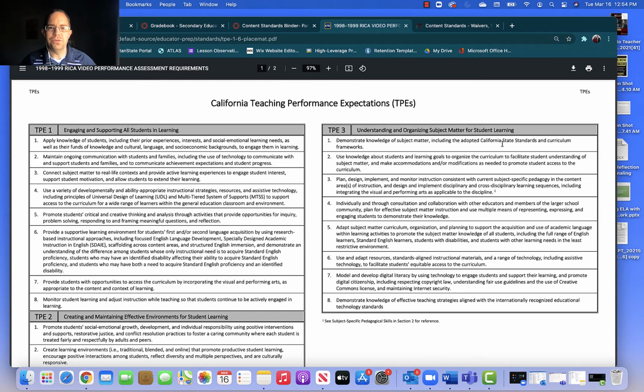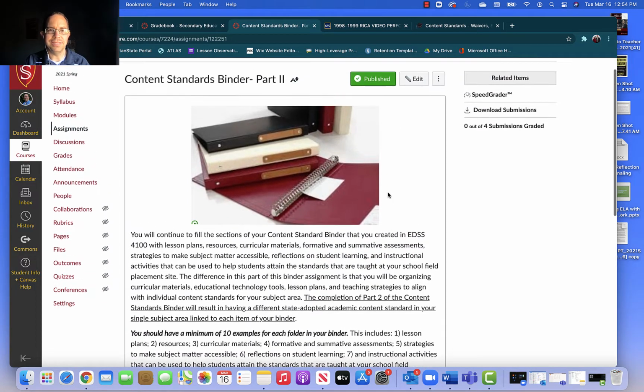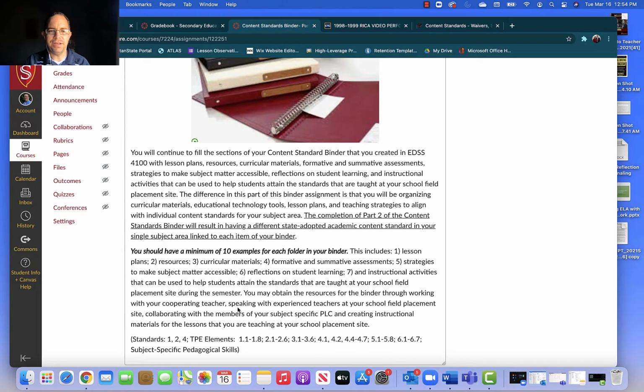It also comes through stuff that we do in classes and then through university supervision. And then the other way that we're assessing it is through this content standards binder, to see that you really understand your standards. So the question becomes, what do we expect from you in this assignment? If you go to the content standards binder assignment, it's explained here, but I think a few of you are getting confused based on the way it's written here. And I'm just going to be clear about what I expect.